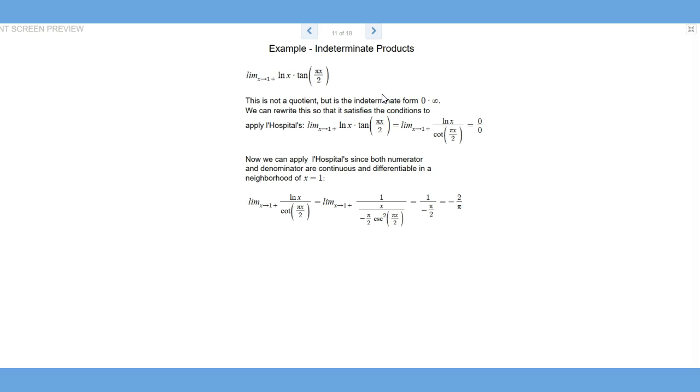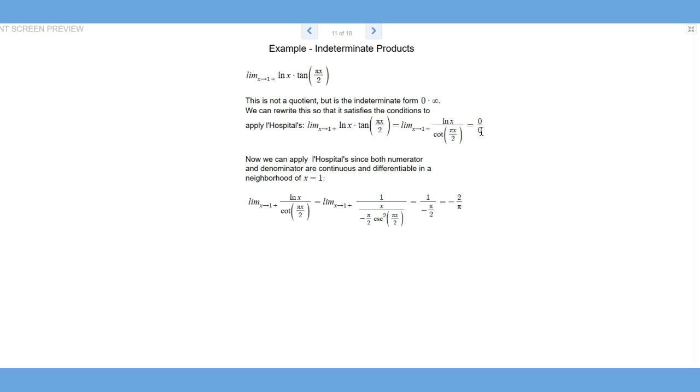So here's an example of an indeterminate product. The limit as x goes to 1 from the right of ln of x times the tangent of pi x over 2. So it's not a quotient, so I can't use L'Hopital's rule yet, but it is this indeterminate form. So I'm going to rewrite this in a way where I can use L'Hopital's rule. So remembering that tangent and cotangent are reciprocals, I'm going to rewrite this product as this quotient. And then it's in the form 0 over 0.